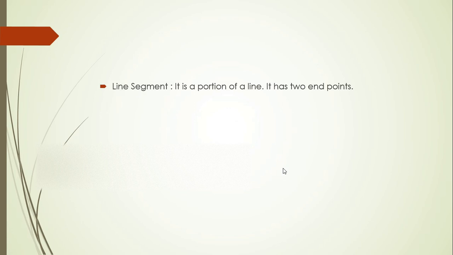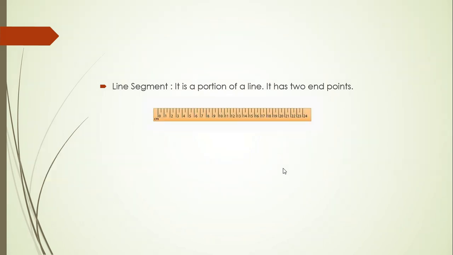Line segment. It is a portion of a line. It has two end points. You can see the picture of a ruler. You can say scale. It has a definite length. It is a portion of a line. So this is a line segment. You can take any portion from 1 to 10 or from 0 to 24. Remember this thing, it has two end points.